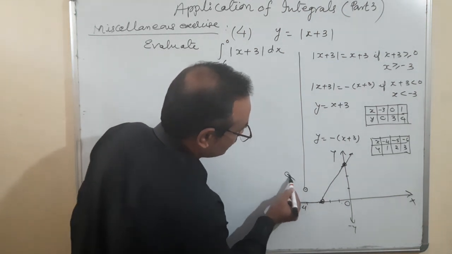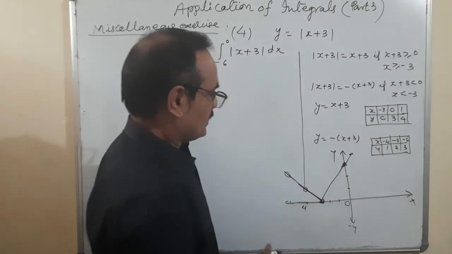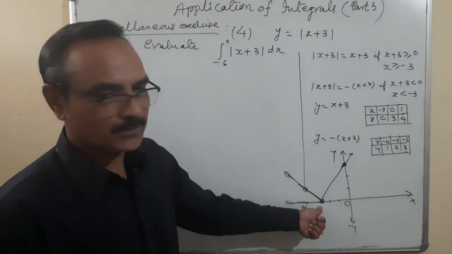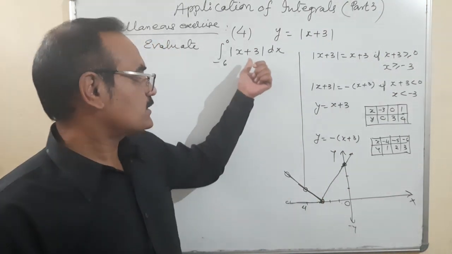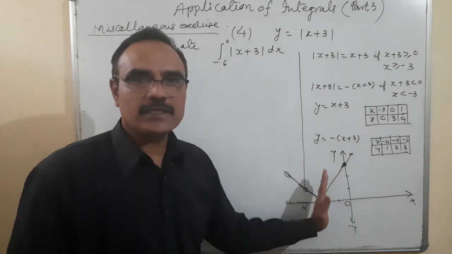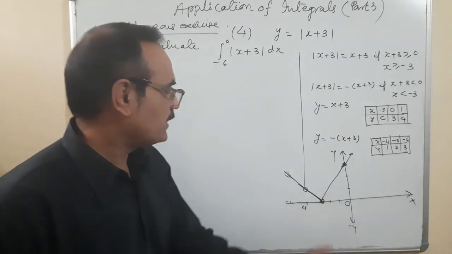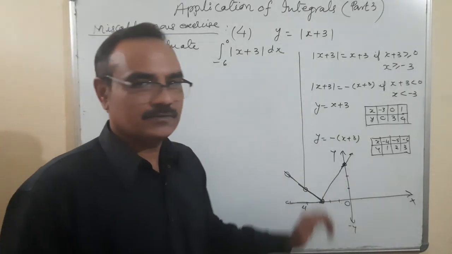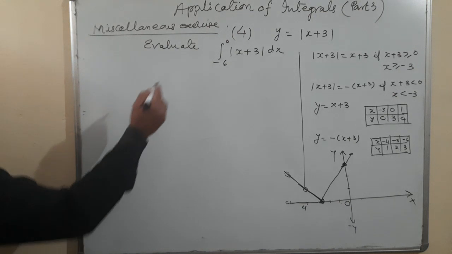And what does it mean? This is the graphical representation at x is equal to minus 3. So the conclusion is, when we evaluate this question from minus 6 to 0, that means minus 6 to minus 3, we'll use one function, and then minus 3 to 0. So that is the sketch of the graph. Now we are solving it.